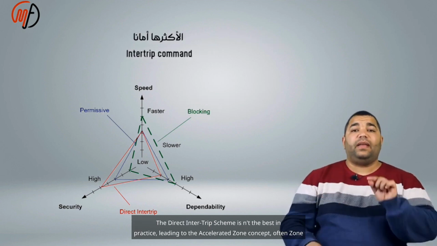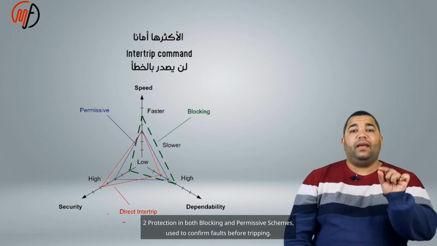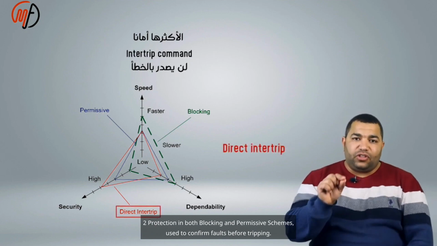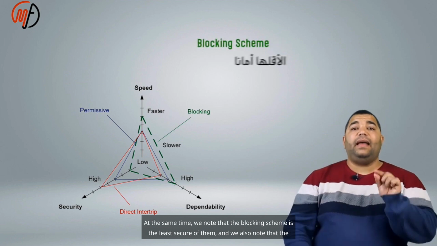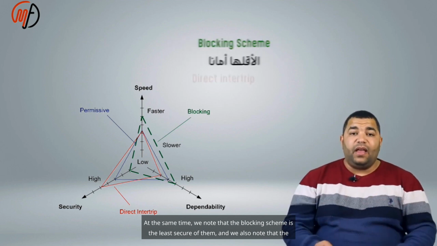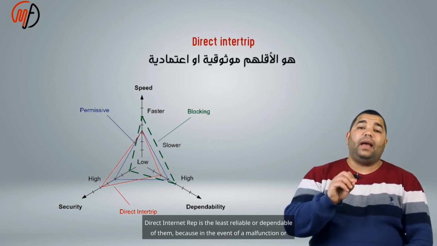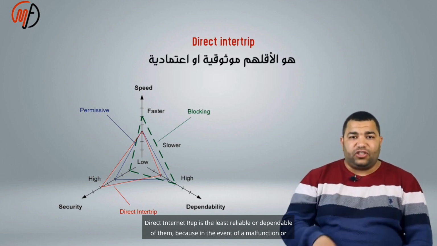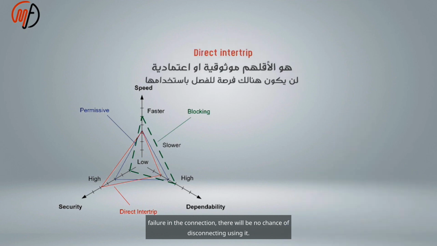The direct intertrip scheme isn't the best in practice, leading to the accelerated zone concept, often Zone 2 protection, in both blocking and permissive schemes, used to confirm faults before tripping. At the same time, we note that the blocking scheme is the least secure of them, and we also note that the direct intertrip is the least reliable or dependable of them, because in the event of a malfunction or failure in the connection, there will be no chance of disconnecting using it.